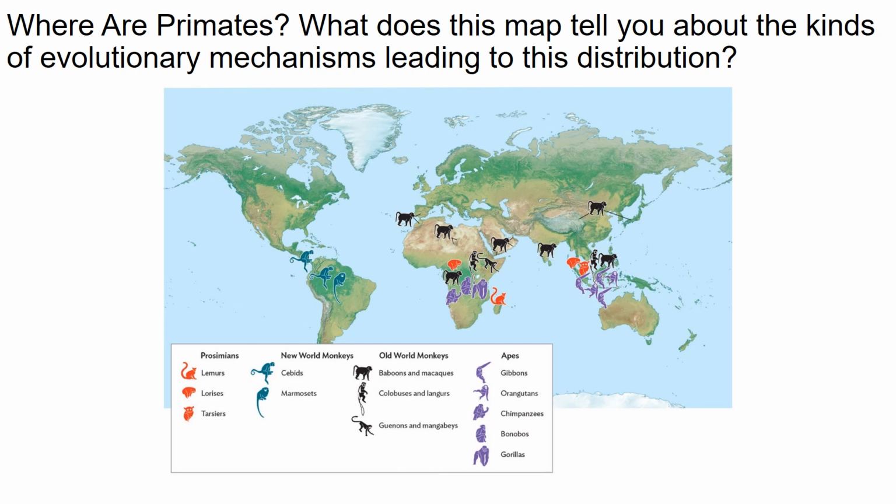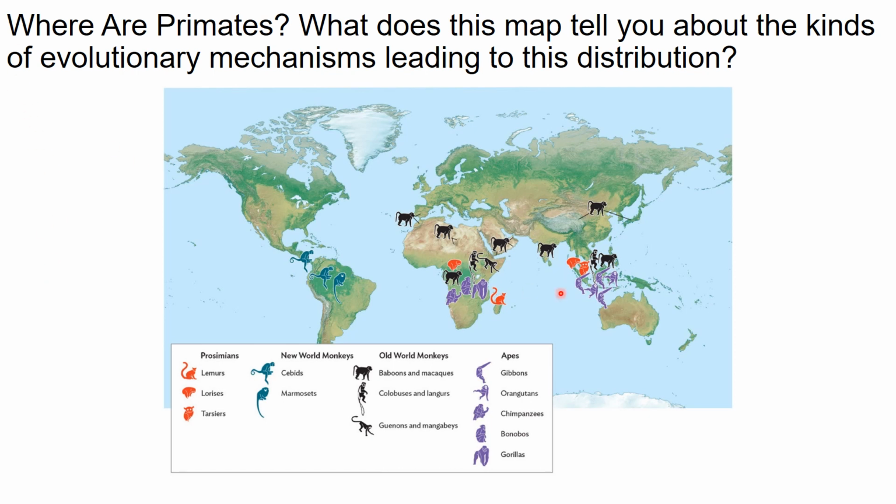So primates, where are primates? What does this map tell you about the evolutionary mechanisms leading to this distribution? So take a minute and look at this map and look at where primates show up along the map. Go ahead and pause the video, look at it, and just posit some hypotheses about what you noticed about their distribution.